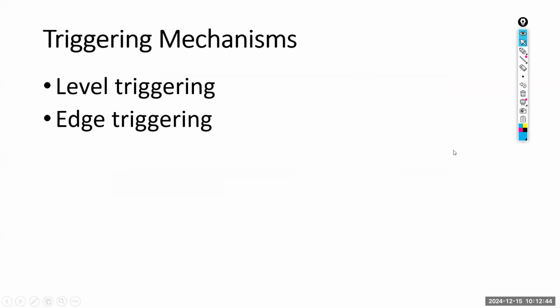Right. So now let's look at the two triggering mechanisms. You know what a trigger is? Trigger means to initiate something, make something happen, like triggering a gun. So there are two triggering mechanisms. Of course, triggering is done using the clock signal. That is level triggering and edge triggering.